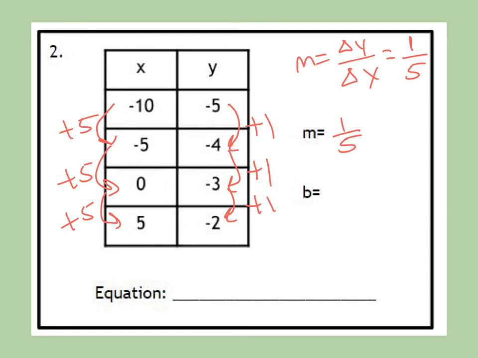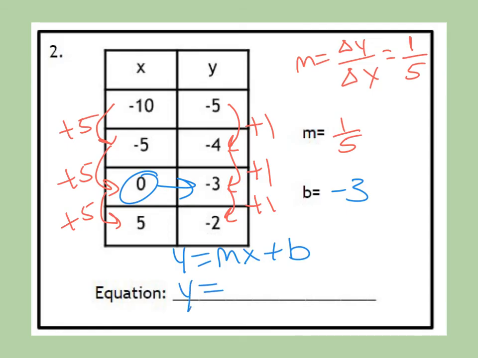So now I'm going to go on to my b, or my y-intercept. To find my b, I look at what y is when x equals 0. So when x is 0, y is -3, so my b is -3. Then I'm going to use the equation y equals mx plus b. Here, y equals 1/5, that's my m, x, and then my b is -3, so I'm going to write -3.